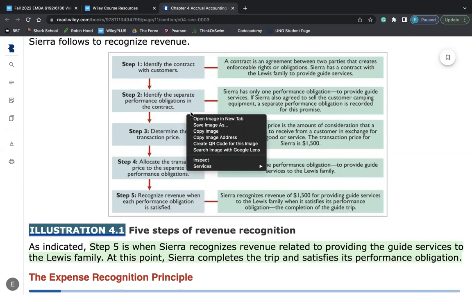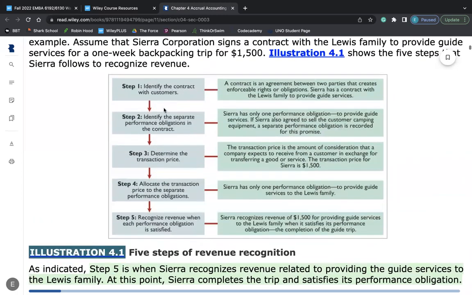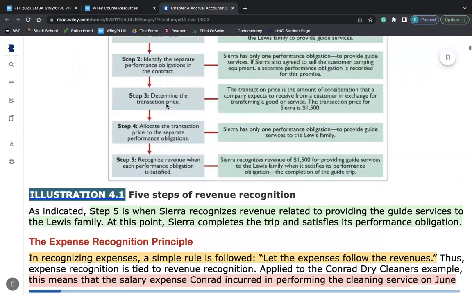What was that date? Let me check that date. I don't think they gave us a date, but on the date in which they provide the services is when we recognize it. If they only do half the services rendered, we only recognize half at that time, and then we just create a liability.